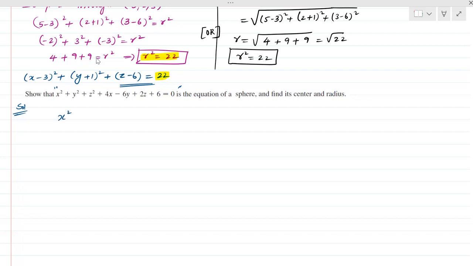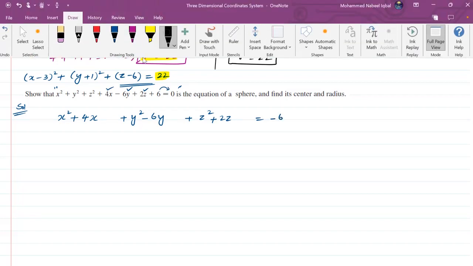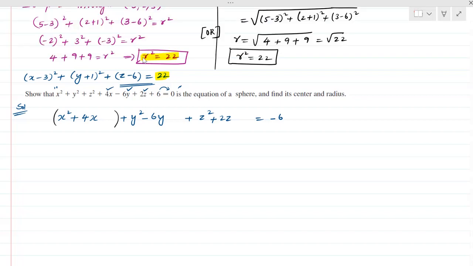Take the x terms together: x square plus 4x. Then y square plus minus 6y, the y term is over. Plus z square plus 2z, the z term is also over. There is a constant term, so I will move it to the other side, which becomes minus 6. In order to make each a perfect square, there is a missing term in each variable.